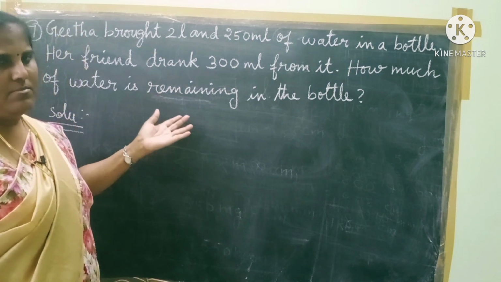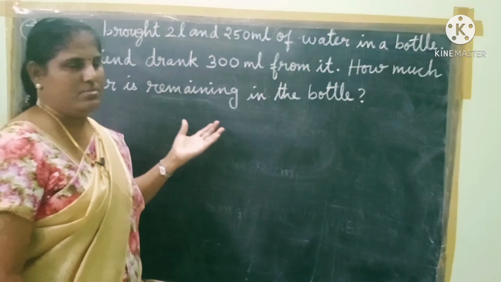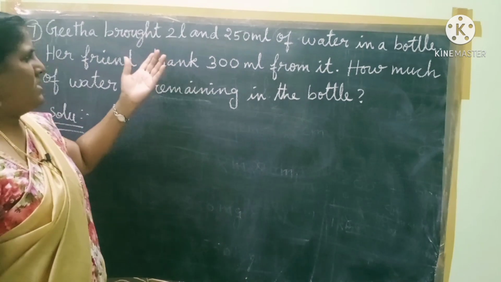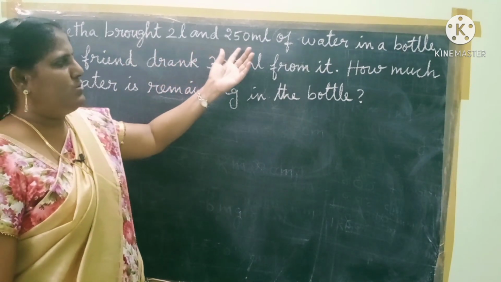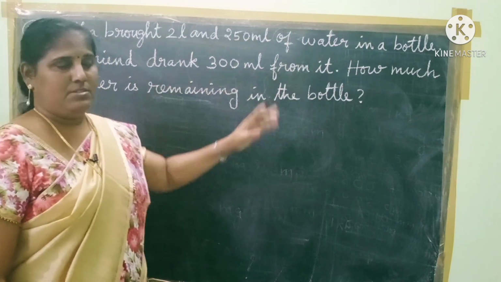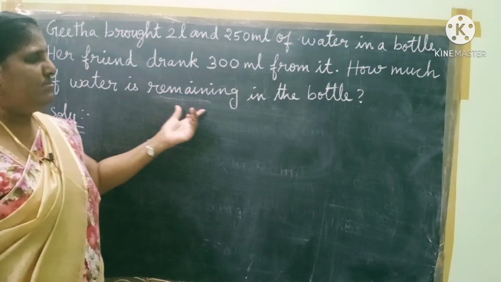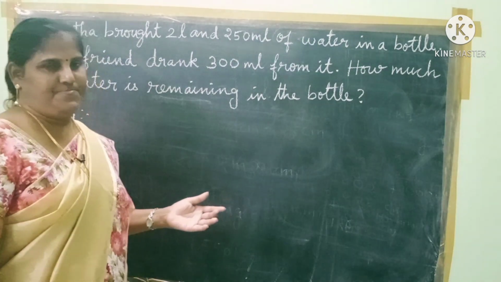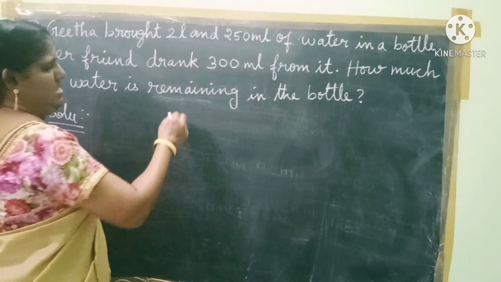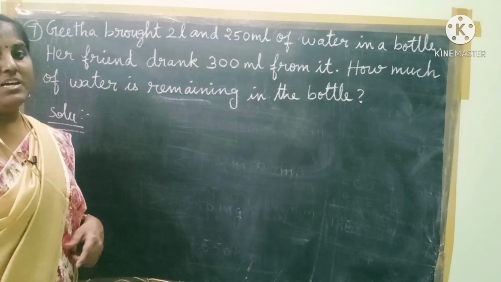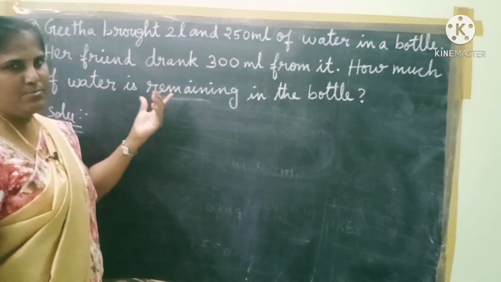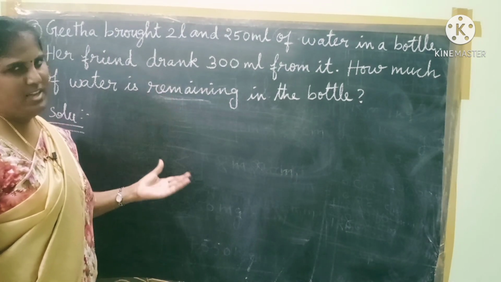So in this sum, how do you do the sum now? See this. Instead of Geeta, you should put your name. So in a bottle, 2 liter 250 ml of water. Your friend drank 300 ml from it. How much water is remaining in the bottle? That's what you're asking. So remaining means, what operation will come in arithmetic? Yes, subtraction. So remaining means we need to do the subtraction and find out the answer.